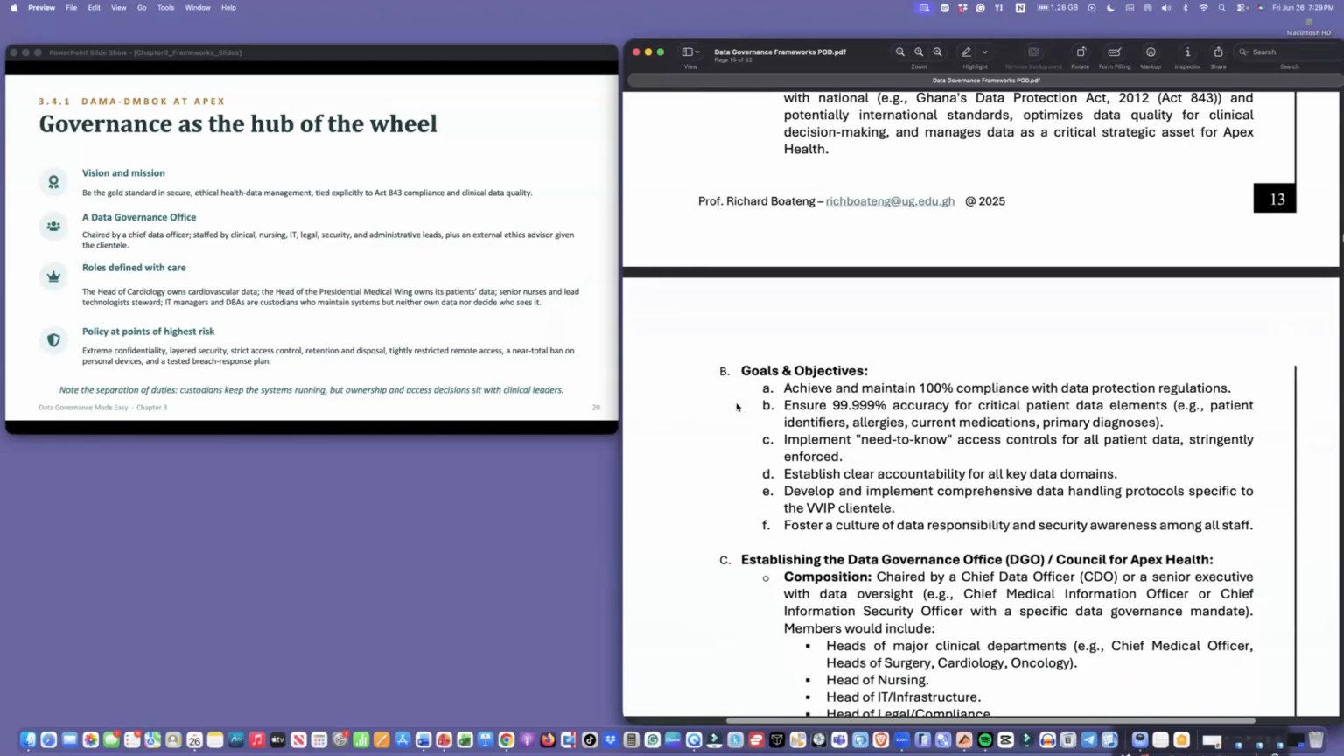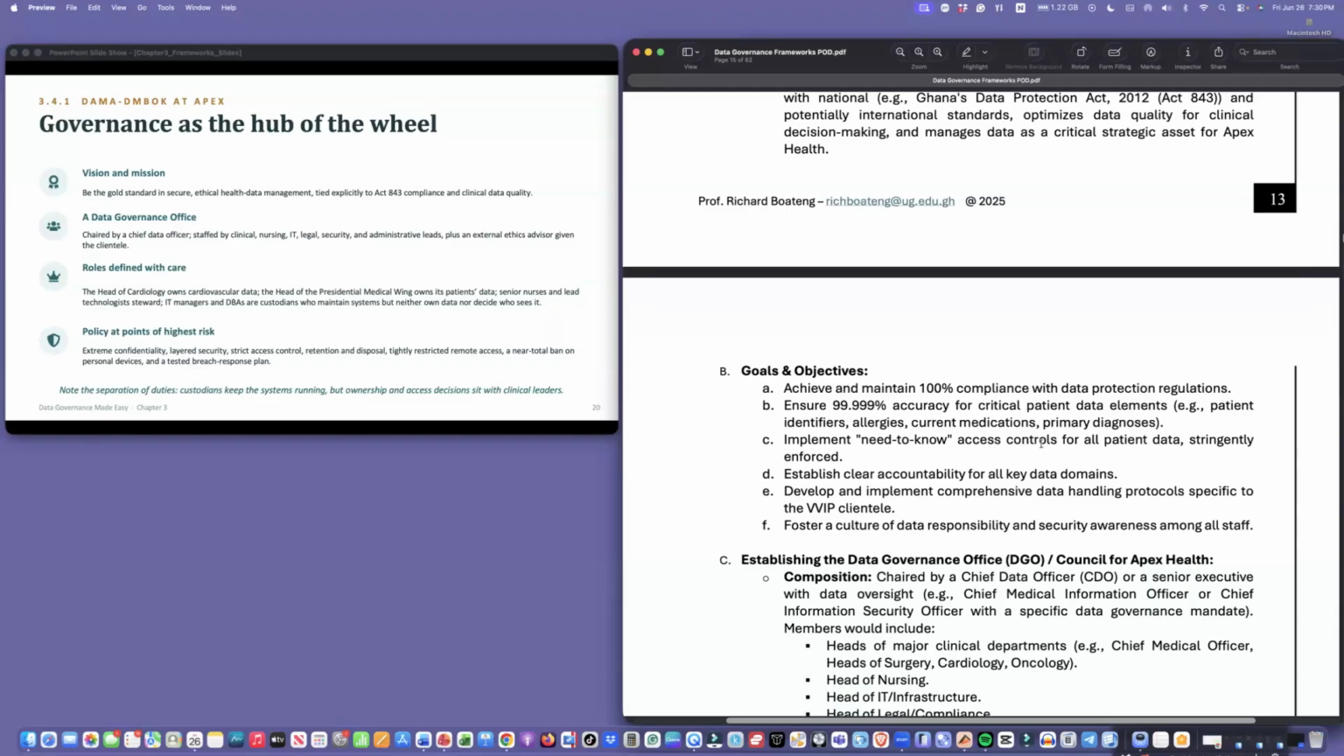Then they'll go to the goals and objectives. What do you want to achieve within the organization? We want to achieve and maintain 100% compliance with data protection regulation, ensure 99% accuracy for clinical patient management data, clinical patient data elements like the identifiers, patient information, allergies, current medication, primary diagnosis, all want 99% accuracy, 99.9% accuracy.